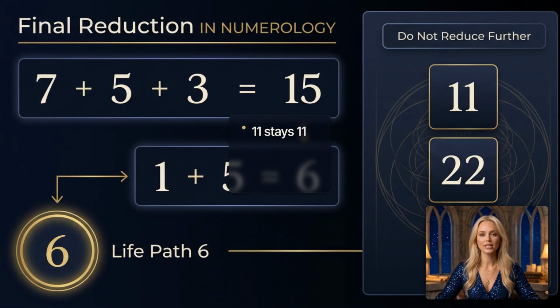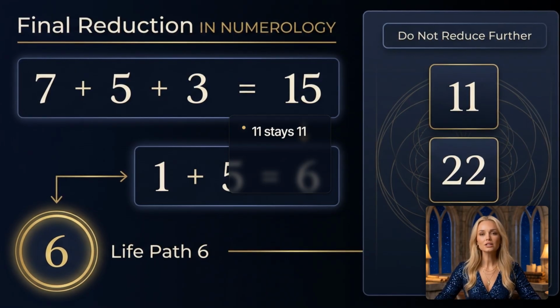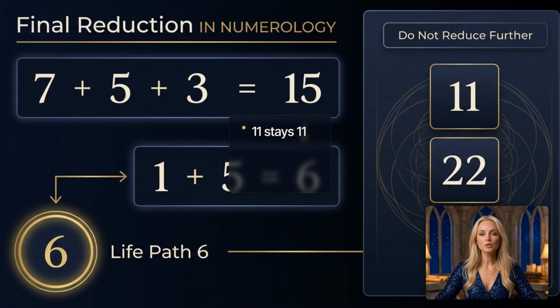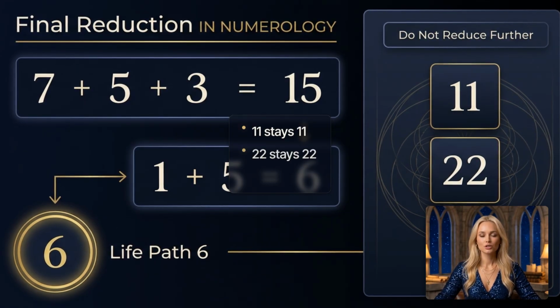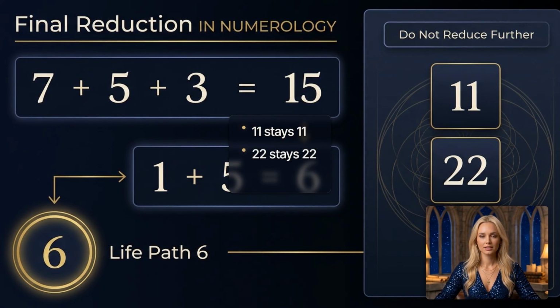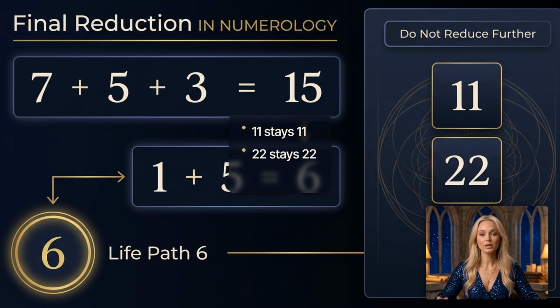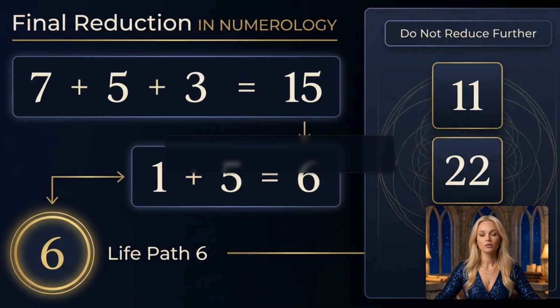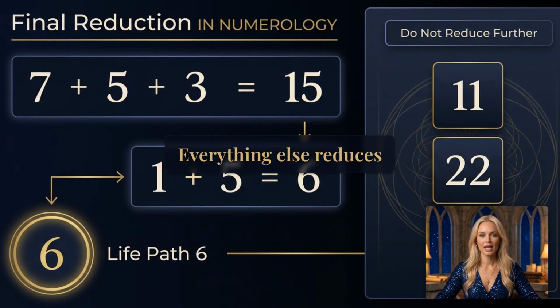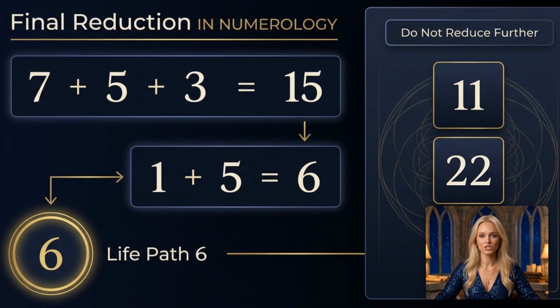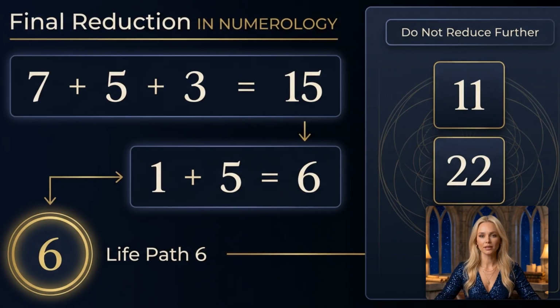But there is one important exception. If your final total becomes 11, 22, or 33, you do not reduce it further. Those are called master numbers. So 11 stays 11, 22 stays 22, 33 stays 33. Everything else reduces to a single digit. That is the whole method.